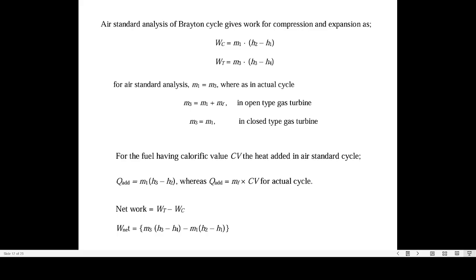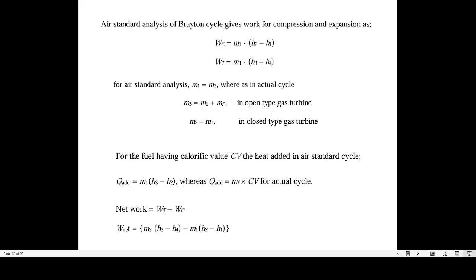Now, utilizing the fundamentals of thermodynamics and making an energy balance, one can derive the equation for the thermal efficiency of the Brayton cycle, the simple gas turbine cycle. I can mention the compressor work: m1 into the difference of enthalpies after and before compression, so m1 into (h2 minus h1). Similarly, the work done by the turbine is m3 into (h3 minus h4), enthalpy before expansion and enthalpy after expansion. For the air standard cycle analysis, m1 equals m3.